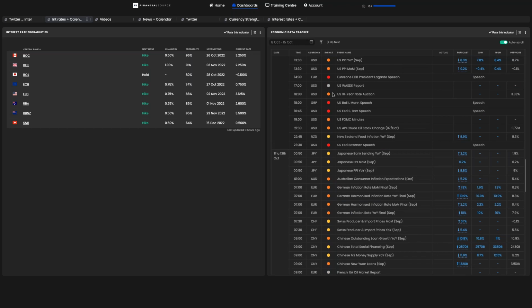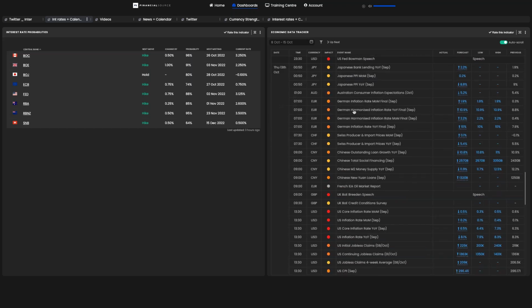Got the WASDE report. Check that out if you're trading commodities. That gives you an indication of what soybean levels are like, sugar, what the harvests are looking like for major commodities. So don't forget that's coming out at 5. Look out for commodity volatility potentially over that report. Then the most important data point of the day is US inflation.